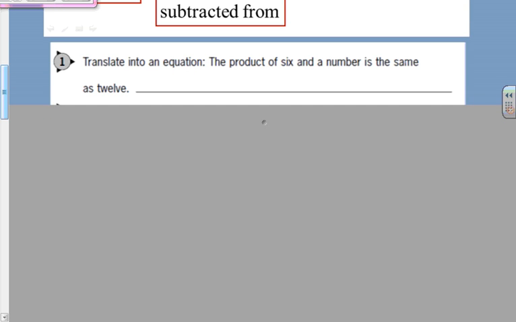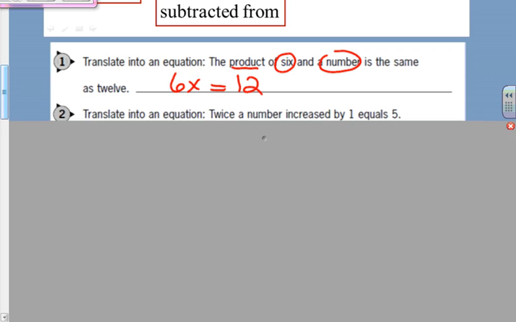Okay, at the bottom of your guided notes, here's the number 1 problem. Translate into an equation: the product of 6 and a number is the same as 12. Now, obviously, product means multiplication, and we are doing the product of 6 and a number. We're going to use a variable to represent a number, so we're going to say 6x is the same as, "is" being a clue word for equal to, 12. And that's finished. Go to the next one.